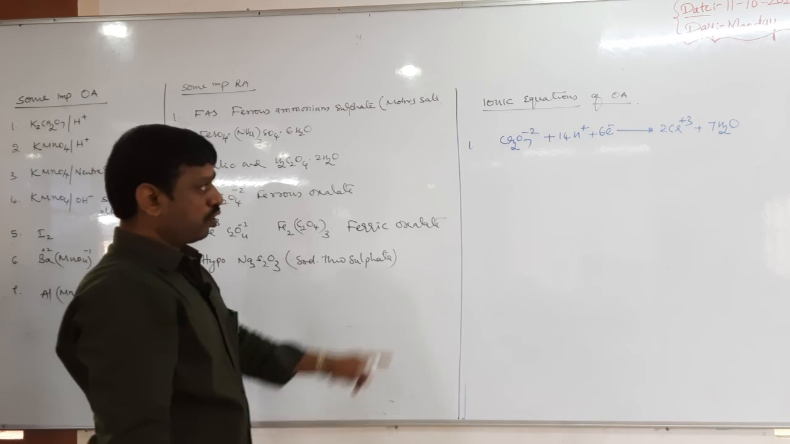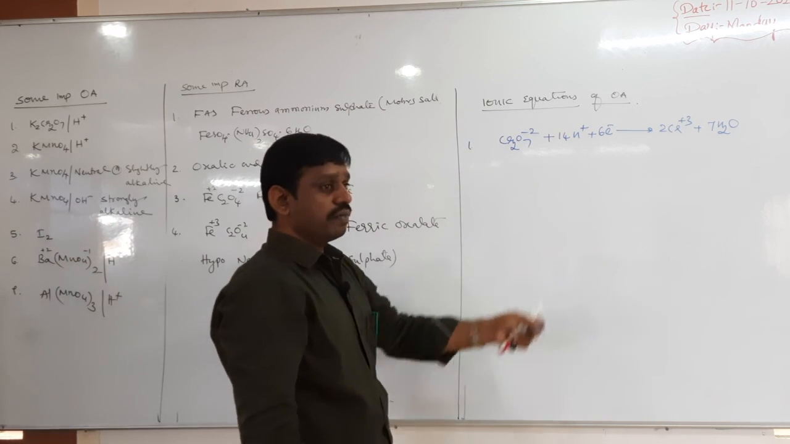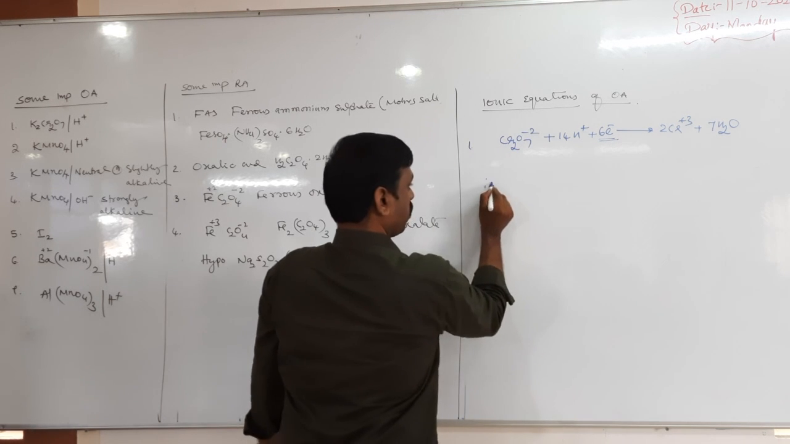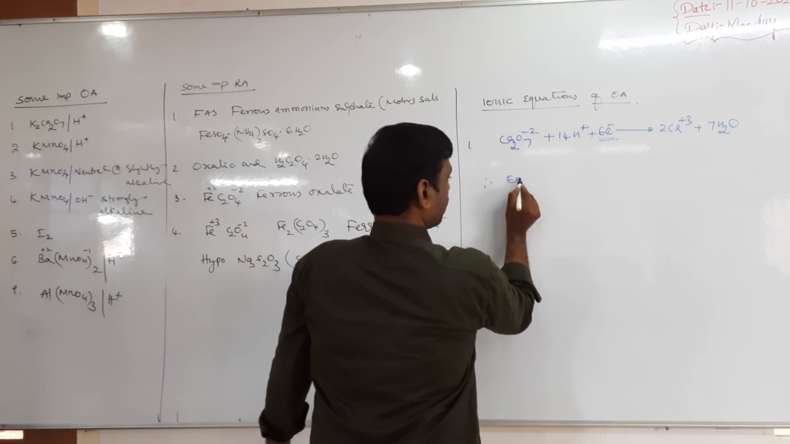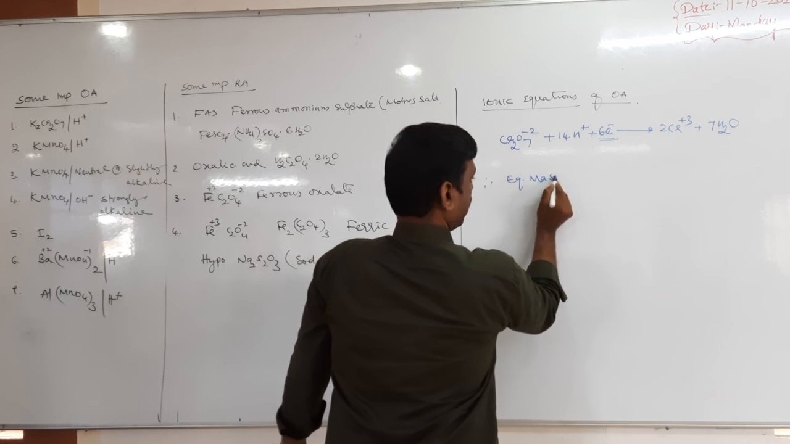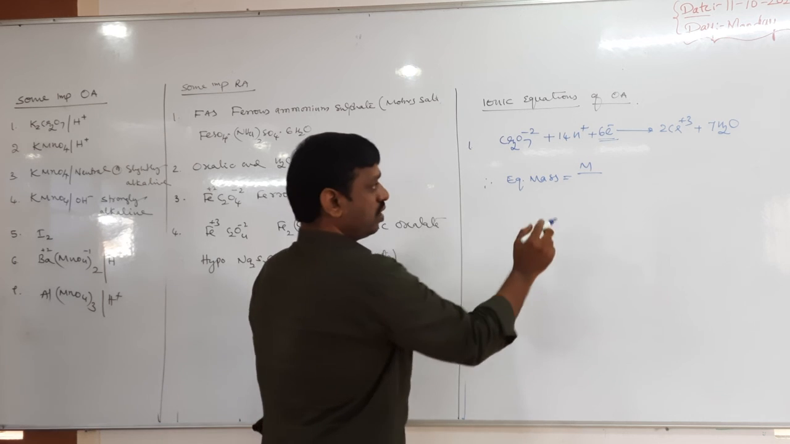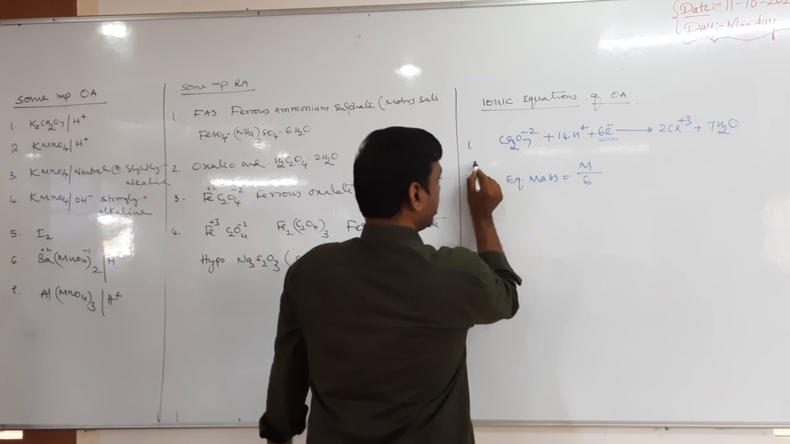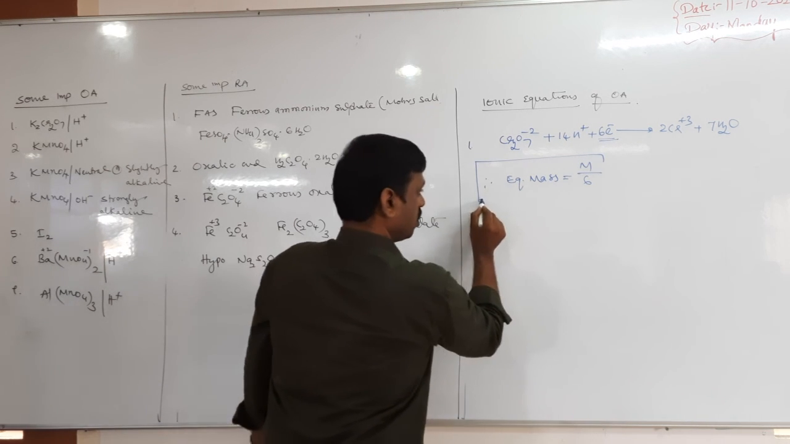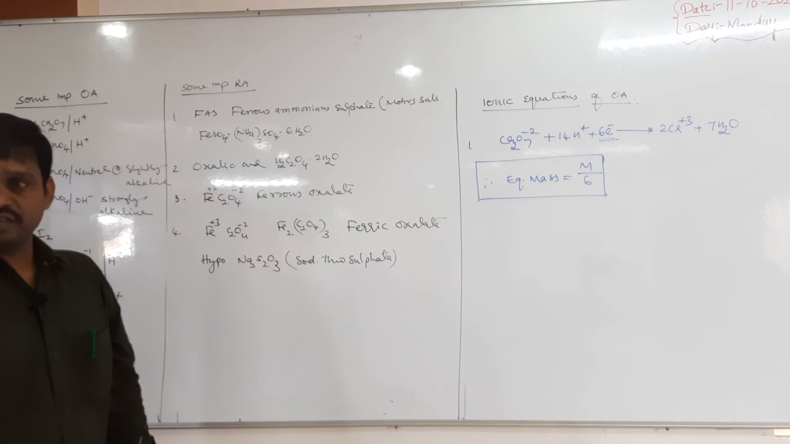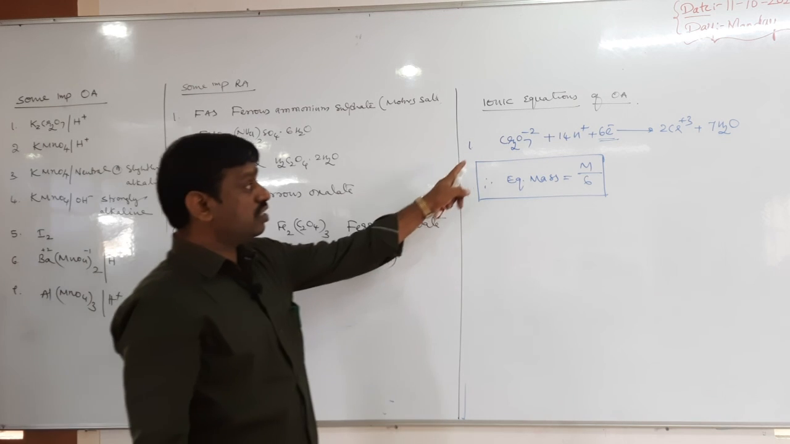It means potassium dichromate in acidic medium gains how many electrons? 6 electrons. Therefore, tell me, what is the equivalent mass? Equivalent mass is equal to the molecular mass of potassium dichromate divided by 6. Why is it 6? What is 6? It is the number of electrons gained. M by 6. This equation is very important.